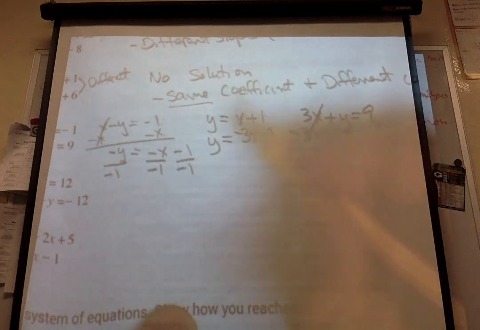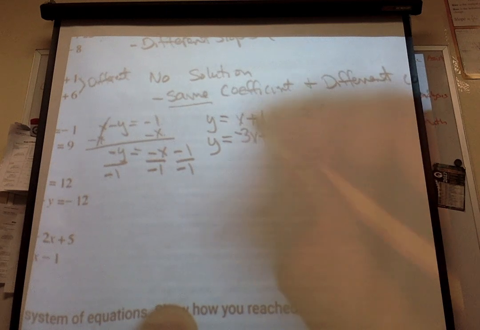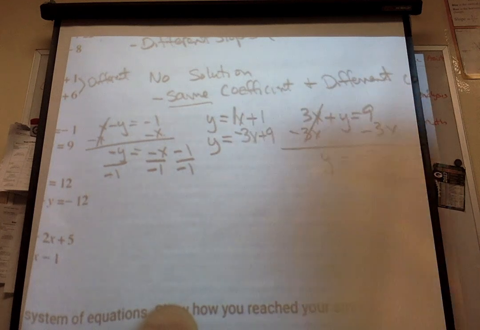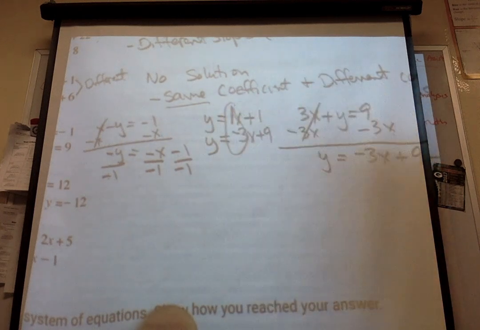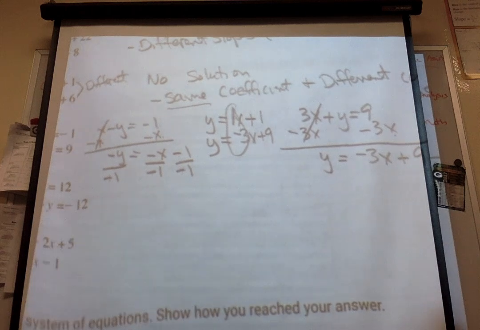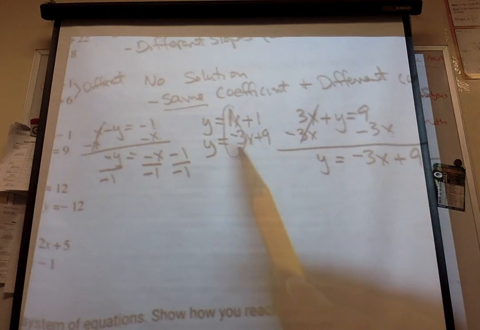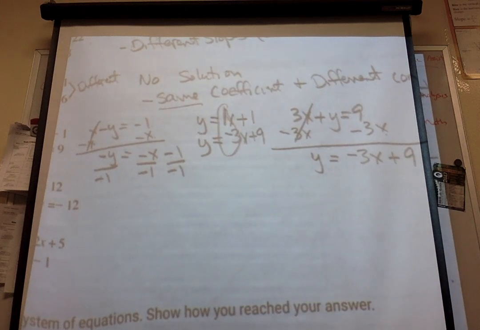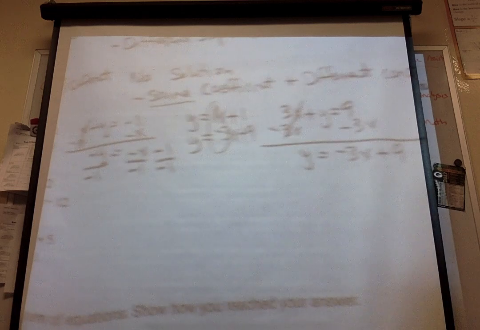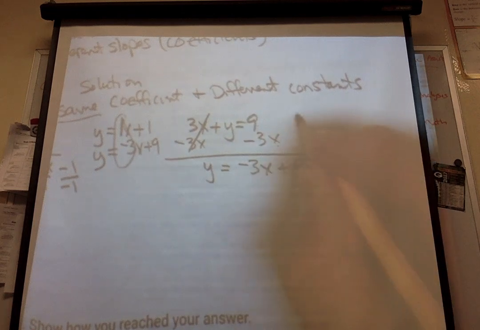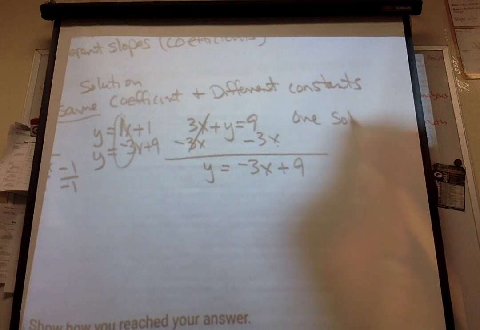So in this one, we're looking at our coefficients. When there's not a number in front of our x, we always assume it's 1. 1's there. So we have a 1 and a negative 3. They're different numbers, so it should tell us different coefficients. It's going to be 1 solution. So I'm going to write it over here. 1 solution.